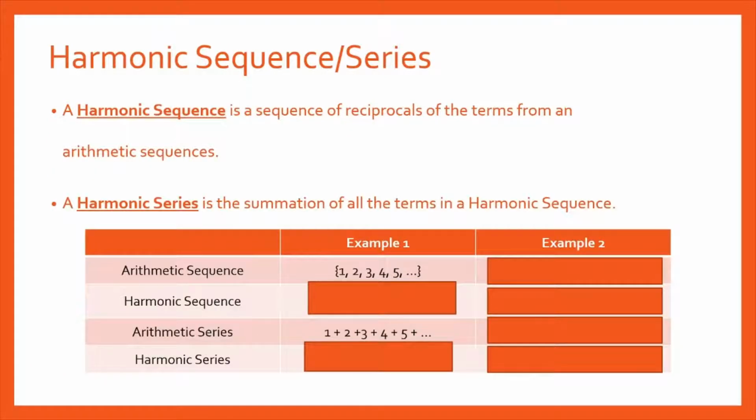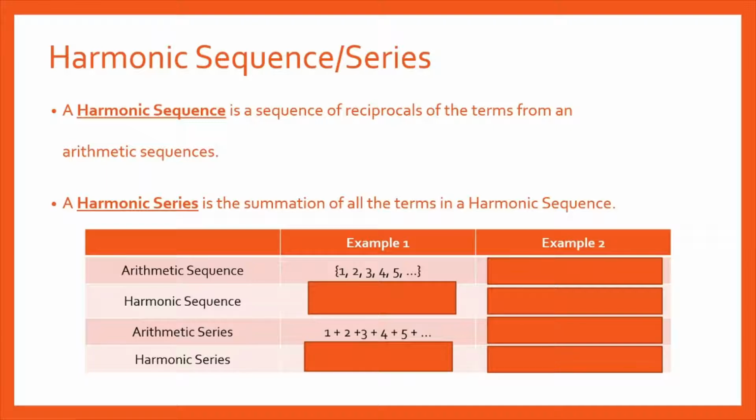So the first type of different sequence / series we're going to go over is the harmonic. A harmonic sequence is related to the arithmetic sequences in that each term of a harmonic sequence is a reciprocal, or sort of like the flipped fraction form of an arithmetic sequence term. And then again, a harmonic series is just the summation of all the terms in a harmonic sequence.